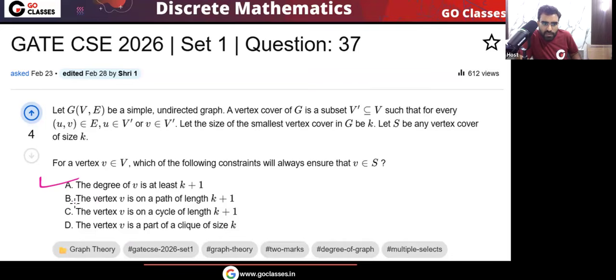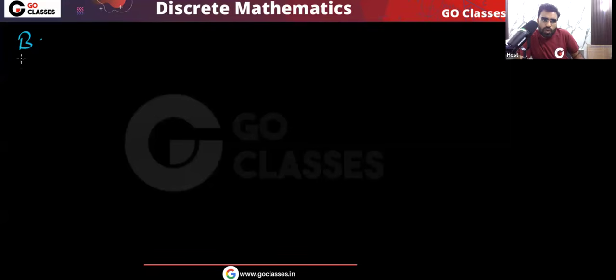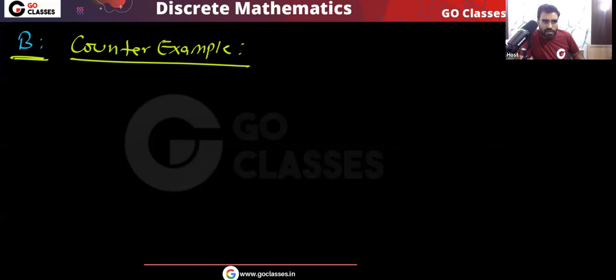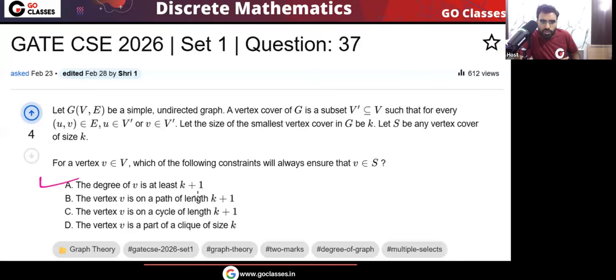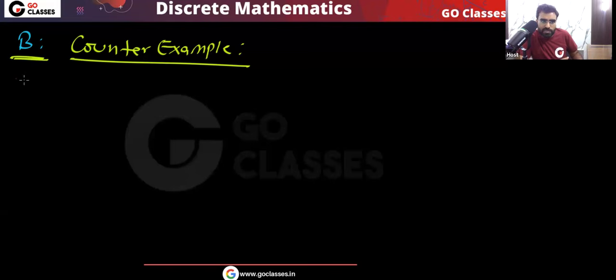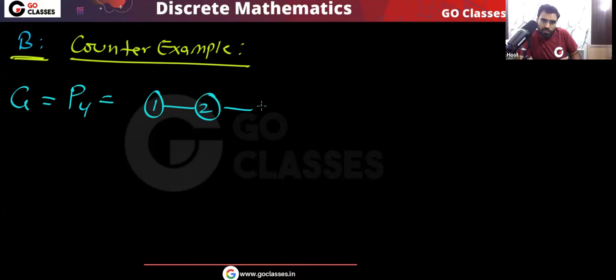Option B is saying that vertex V is on a path of length k plus 1. So what you do? Just take a path of length k plus 1. For option B, let me give you the counter example. The counter examples are so easy. You take a path of length k plus 1. Means consider this graph. Let's assume that your graph is a P4. Means you have a path graph on 4 vertices. This is your path graph.